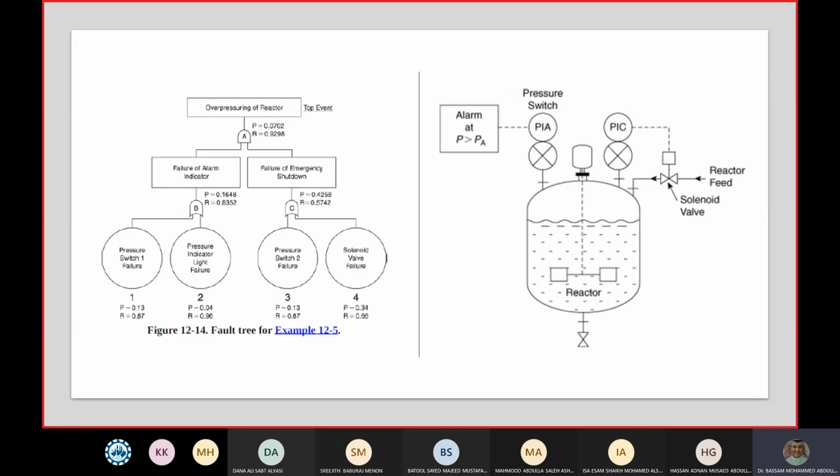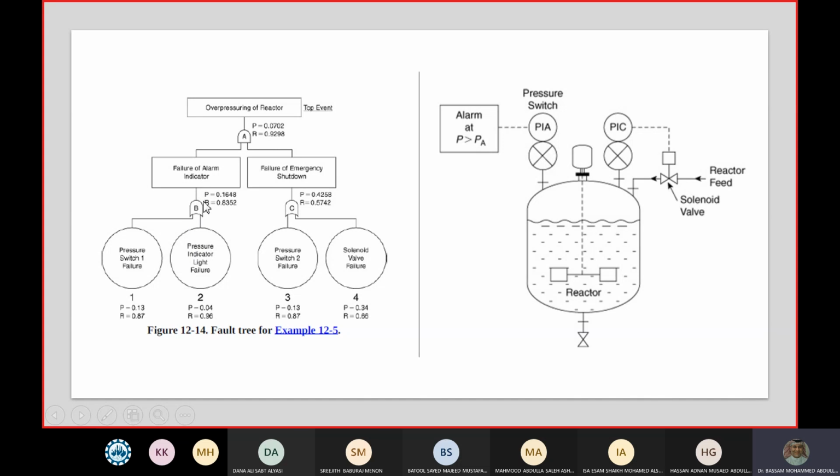Now the cut sets, you can do this in your head, or if you want to go step by step as the book is doing it, it depends on you. If you want to do it in your head, simply you're going to say the overpressure will happen if either this and if these two happen. We already know that, right? But we want to go to the details of the cut sets. So it's not only the failure of the alarm indicator.